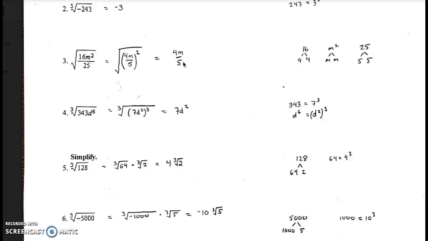We would need an absolute value sign around this answer, which I didn't put, just because the index is an even index. So make sure when you're doing your real quiz, you put absolute value around your answers when the index is even.